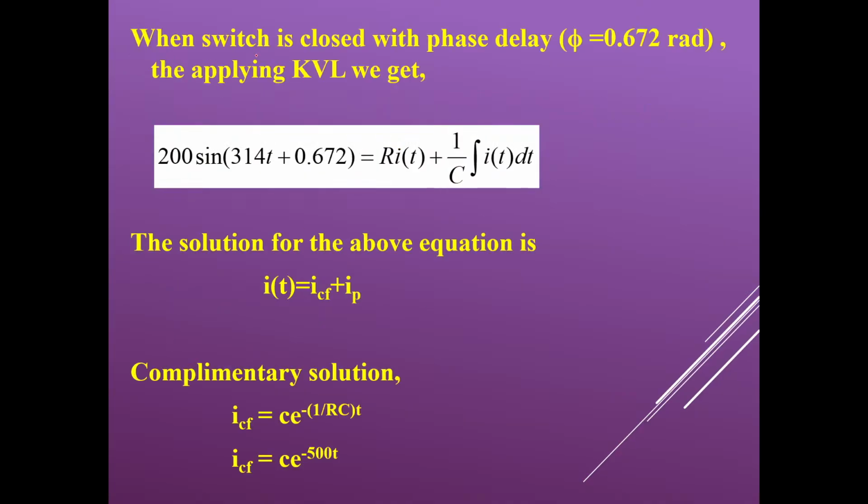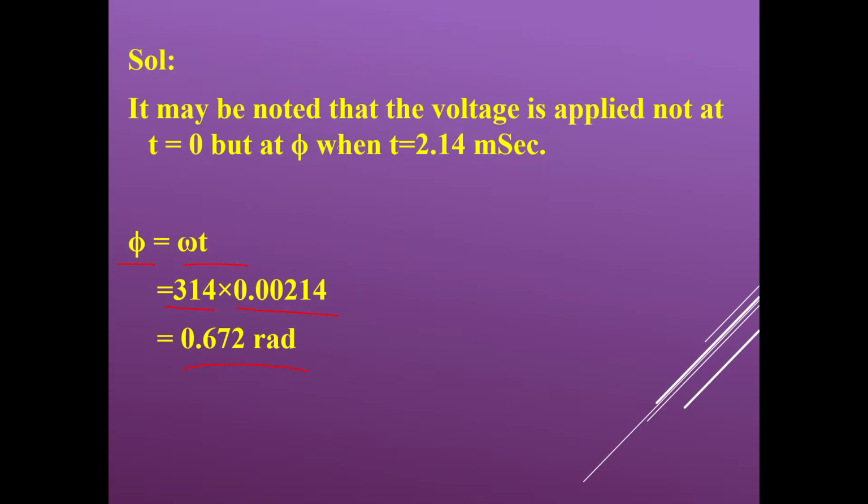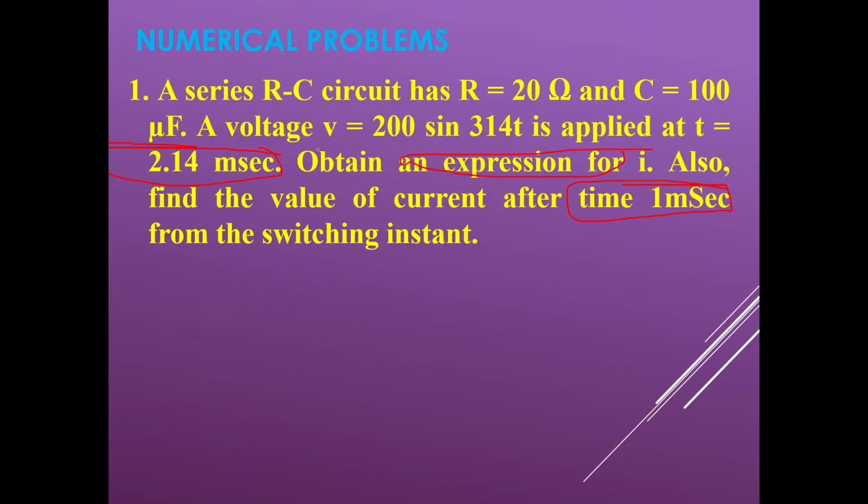Okay, now let us apply KVL to the given circuit. So what is it? It's an RC circuit. So R into i of t plus 1 by C integral of i dt is equal to, what is our voltage equation that they have given? V equal to 200 sin 314t.